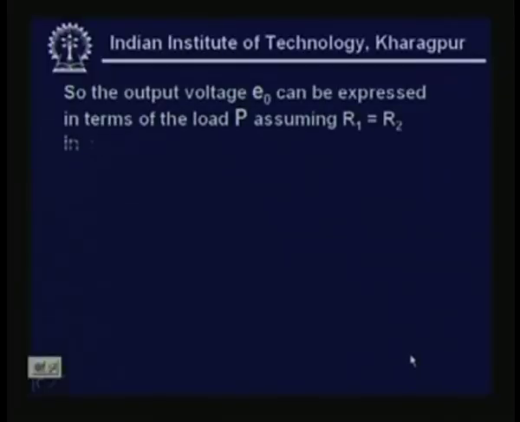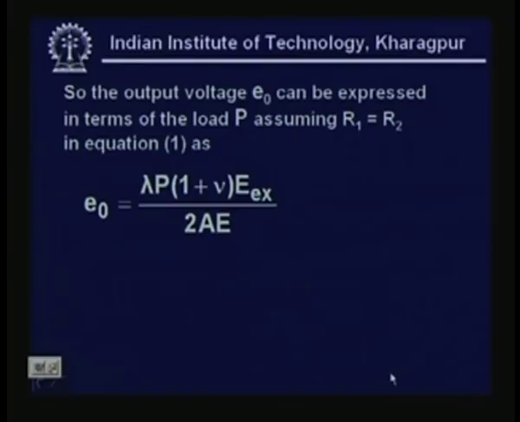So, the output voltage E can be expressed in terms of the load P, assuming R1 equal to R2 in equation 1. So, if you put all these values of delta R1 by R1, delta R2 by R2, delta R3 by R3 and delta R4 by R4 in equation 1, we will get output voltage E naught equal to lambda P multiplied by (1 plus nu) E subscript Ex, the excitation voltage, upon 2 AE, right. So, you see it is basically a very linear instrument.